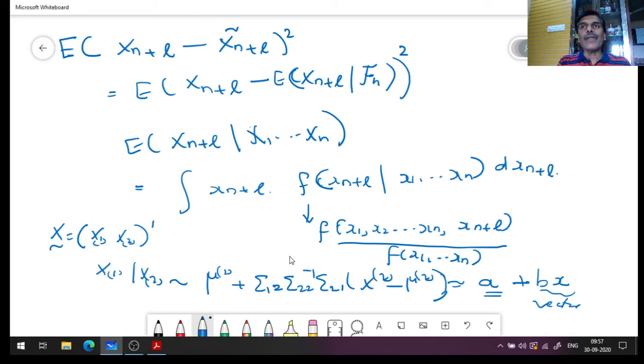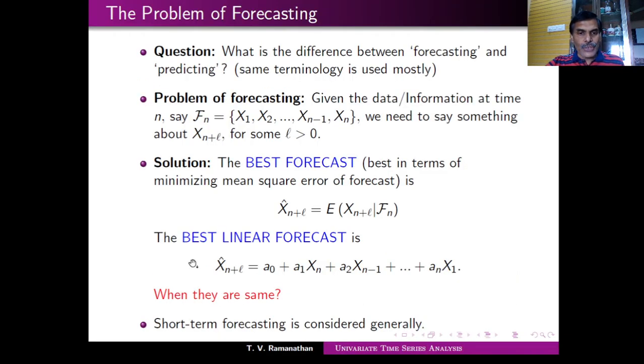So that's why sometimes, whether it is normal or not, we go for a linear predictor and then verify the normality later, right? So that's what we do. So sometimes the best linear forecast is of interest. Now the best linear forecast of xn plus L is equal to a naught plus a1 xn plus a2 xn minus 1 plus up to an x1. You may wonder, why didn't I write a1 x1 plus a2 x2 etc. up to an xn? Well, you could have written, because anyway a1, a2, an are not specified, but there are some advantages of writing like this which you are going to see a little later.